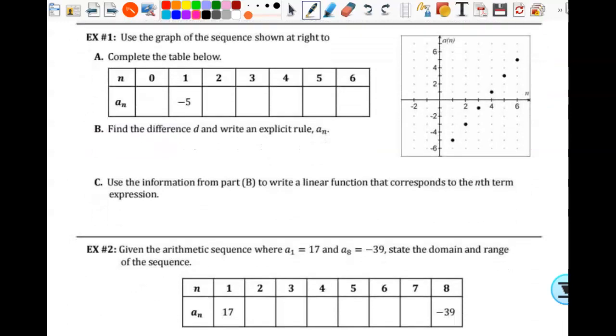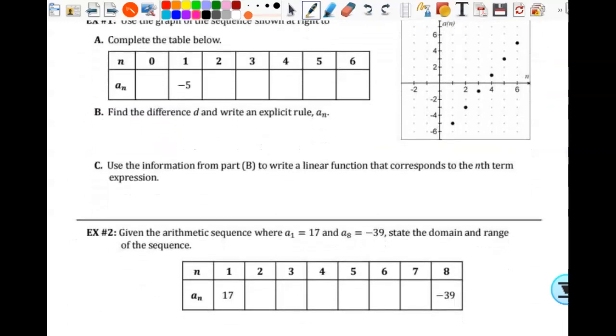So it says use the graph of the sequence shown to the right to complete the table below. They're telling us when n is 1, a sub n is -5. So at 1, we're at -5. At 2, what do we have? Where are we at 2? -3. And at 3, we're at -1. At 4, we're at 1. At 5, we're at 3. At 6, we're at 5. So on the graph, we don't see where we are at 0, but where would we be? -7.